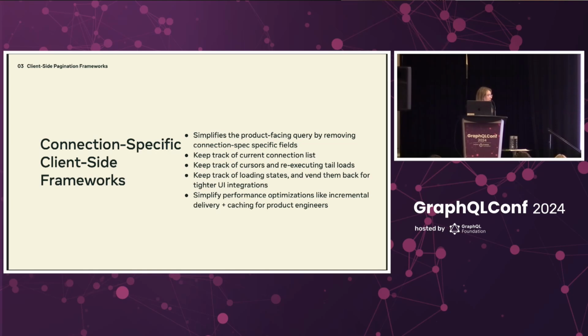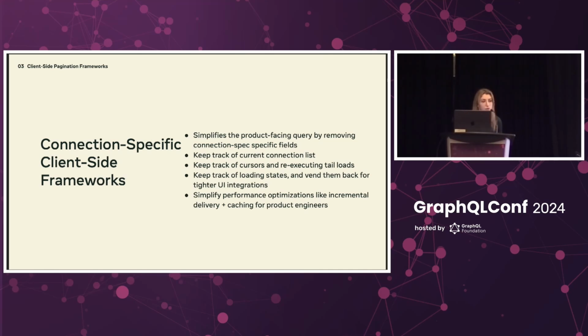What I really want to drive home is that when we have powerful specifications like this, it lets us generalize infra solutions and also really improve both developer velocity and also performance. Just from having us share this specification, we're able to simplify product-facing queries, keep track of their current list, continually re-execute tail loads on their behalf, keep track of loading states and actually update the client engineers and vend them back for even tighter UI integrations, and also add advanced data delivery, performance, and caching for product engineers.